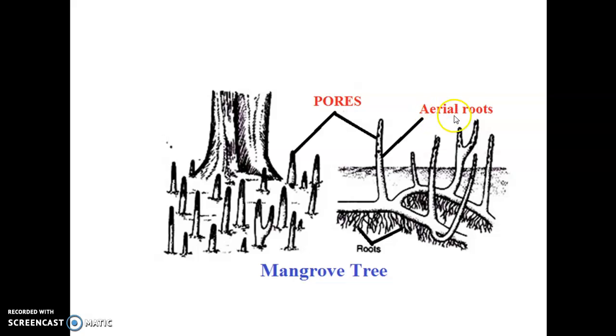So what is the use of this aerial root? This aerial root grows in air. This is the air part, this is the water part. The mangrove aerial root has small pores, and through these small pores the exchange of gas takes place. So this is the special type of adaptation that can be seen in the mangrove tree.